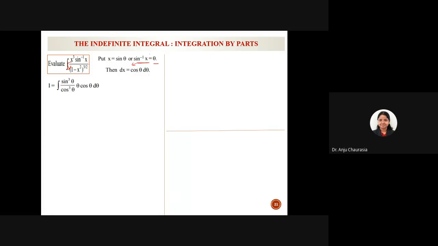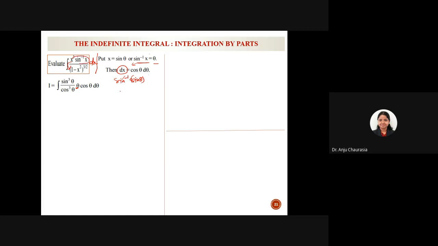So whatever, if you are replacing x by theta, the variable x by theta, you need to replace dx also by d theta. So from here we can find the value of dx, which is cos theta d theta. Now x cube is sine cube theta, sine inverse x into x is sine inverse sine theta, sine cancels, here only theta will be there.